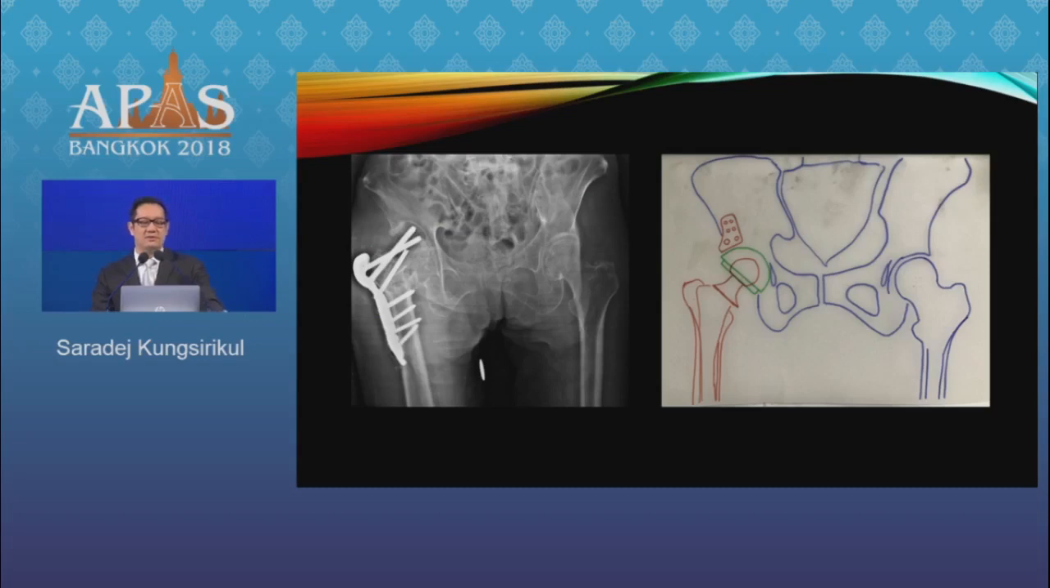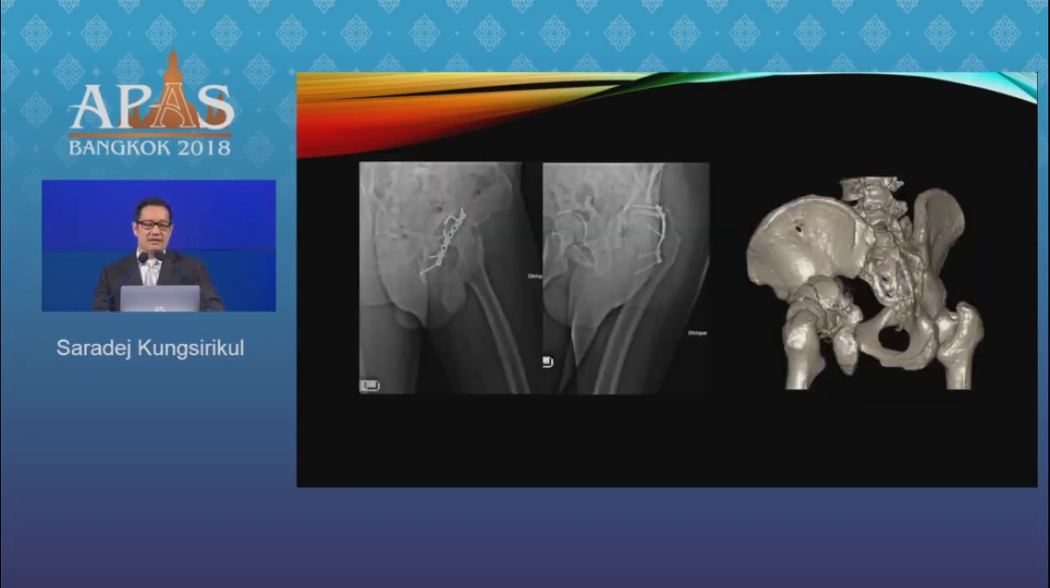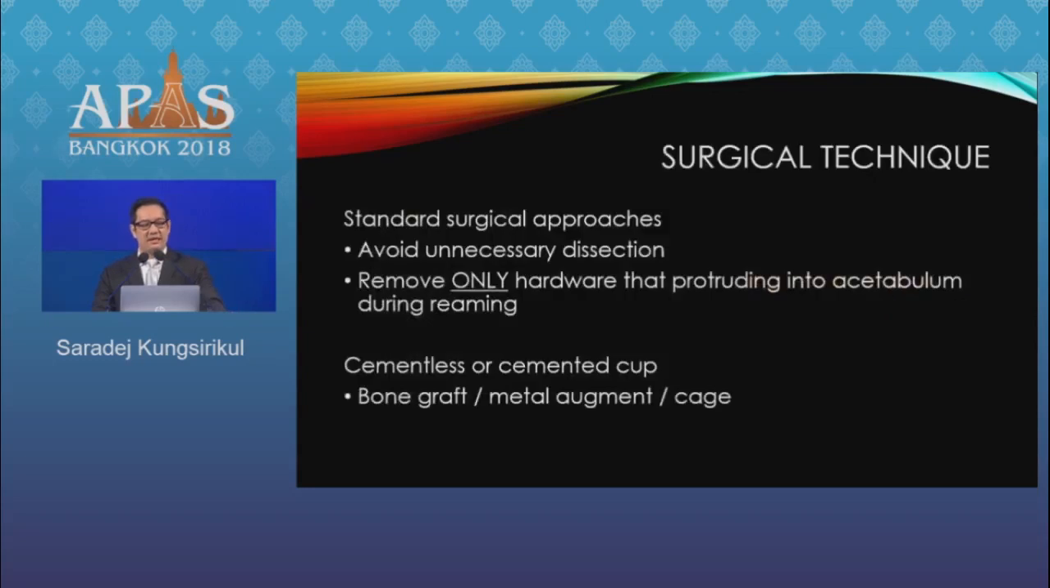And for the planning of the bone loss management, in this case, the patient has a hardware in the proximal femur and also the acetabulum fracture. There is a plan to use the augment. This case shows the 3D view and also the CT scan preoperatively. For surgical techniques, they are more or less the same.